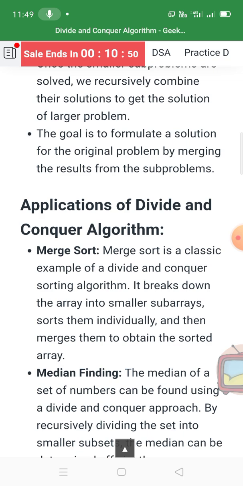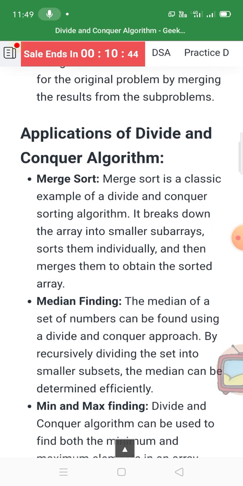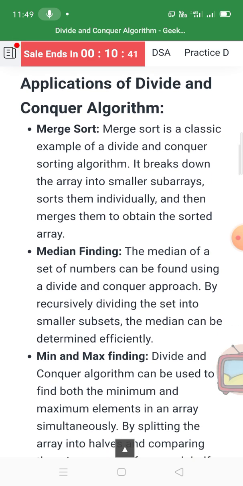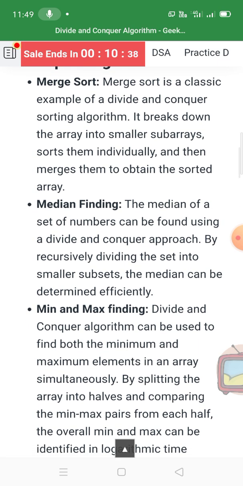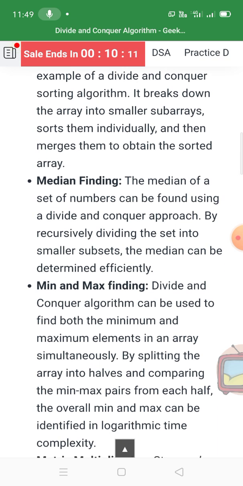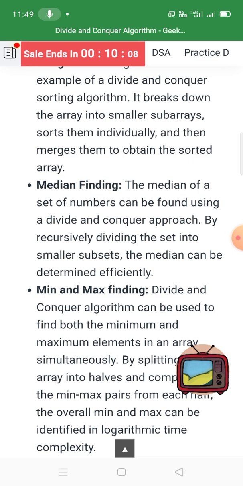Applications of the divide and conquer algorithm. The first one is merge sort, the second is median finding, and the third is minimum and maximum finding. First, merge sort, which I already said is a divide and conquer sorting algorithm. Merge means joining. Before that, we break the big problem data down into smaller subunits, and finally it is merged. That is called merge sort.